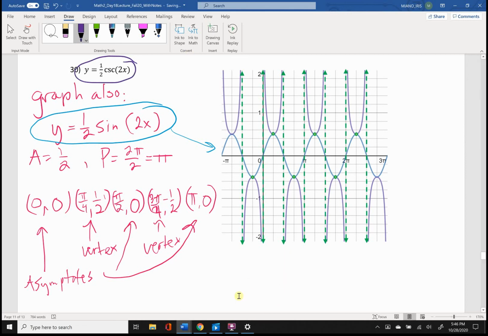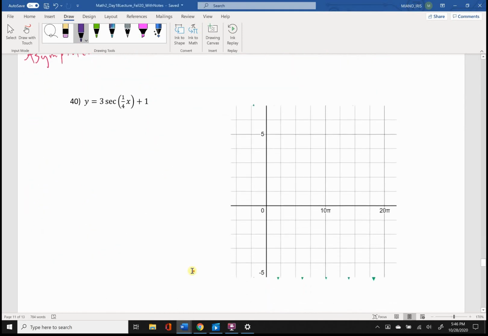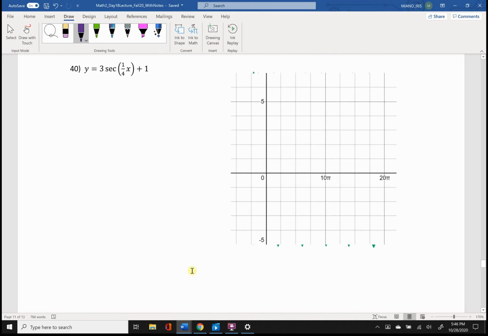Whew, it's a lot of work. It's not for the faint of heart here. All right, let's move on to one more example from the section, and then we're going to wrap up with phase shifting, and we're only going to graph one more example after that, and then we're going to have one more, just more algebraic example.